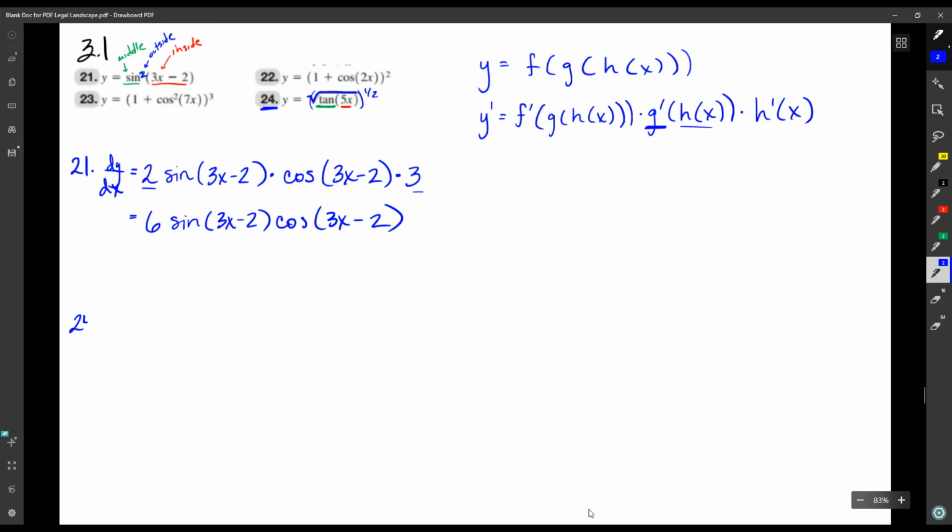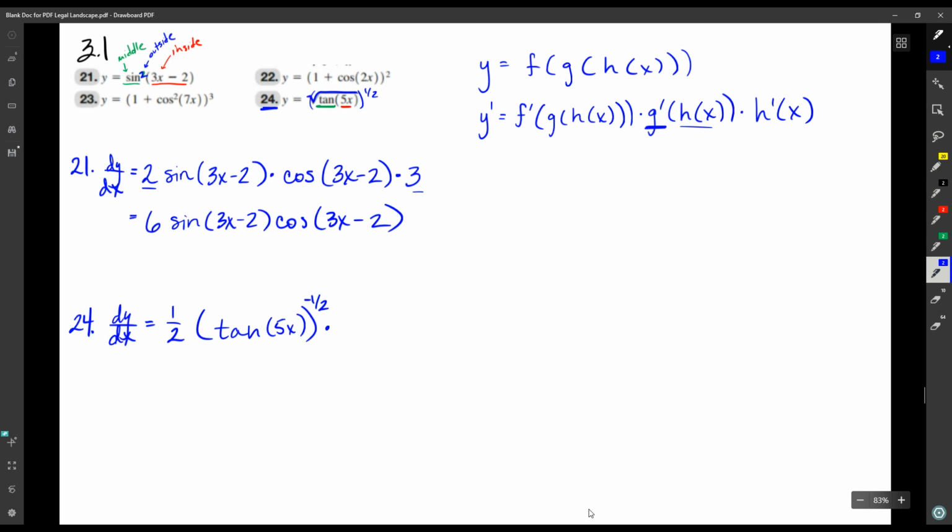So let's get on to 24. And we're going to write dy dx to say we're going to take the derivative. The 1/2 power is coming to the front. We're leaving the middle and the inside alone. So this is 1/2 times the tangent of 5x. And now that tangent of 5x is no longer to the power of 1/2, it's to the power of negative 1/2. Now we link up the chain.